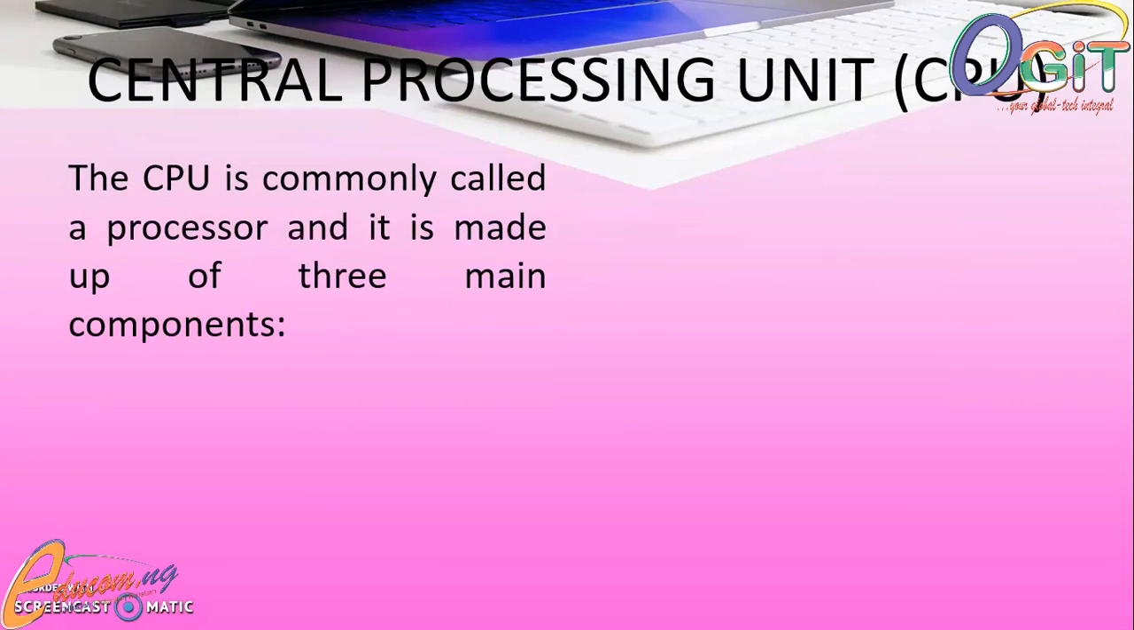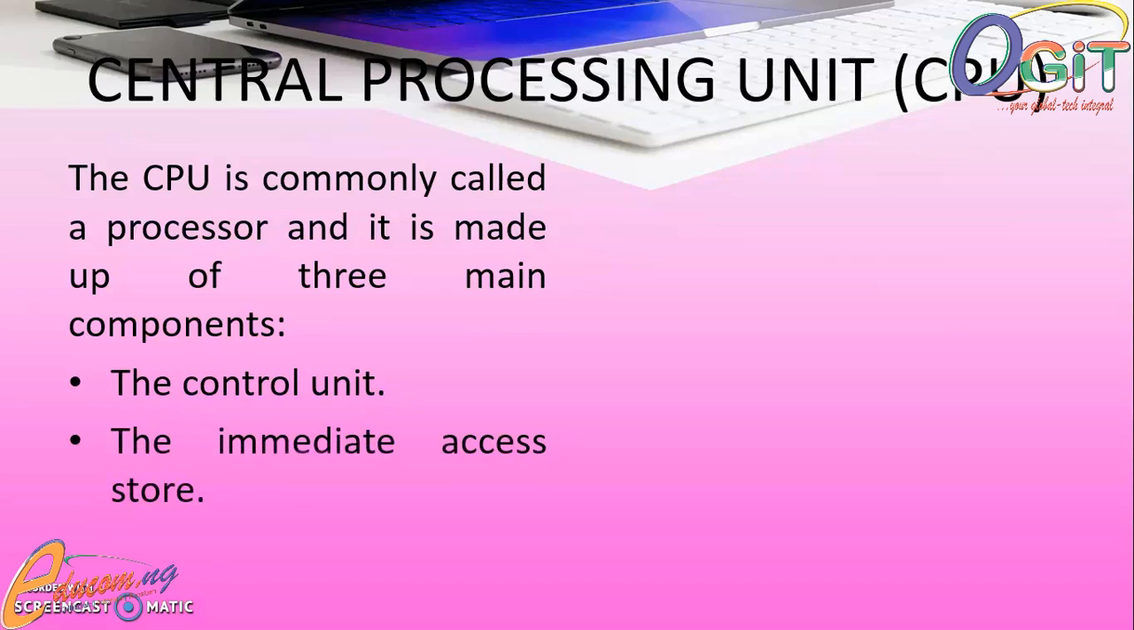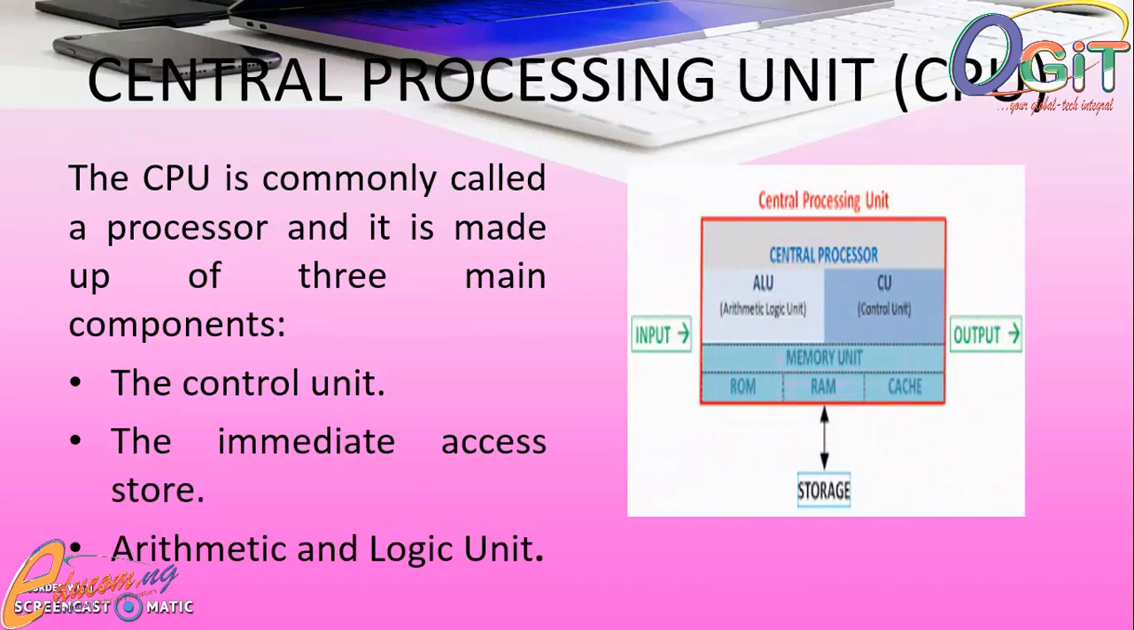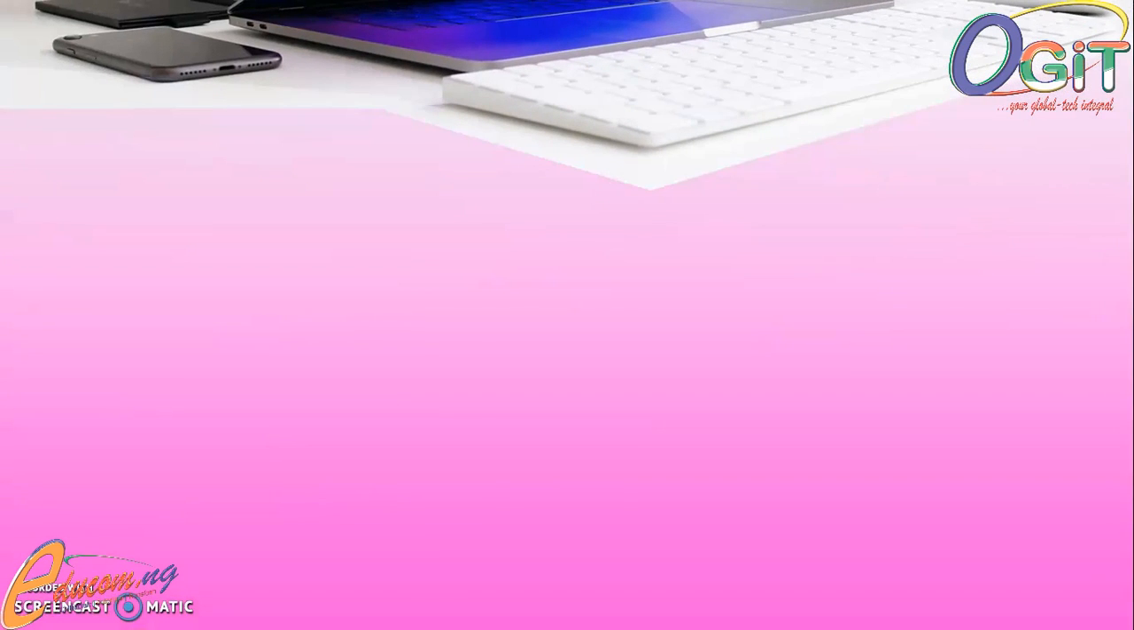The CPU is commonly called a processor, and it is made up of three main components. Yes, we usually hear processor, processor, processor. That is an alternative name for CPU. These three main components are the control unit, the immediate access store, and lastly, the arithmetic and logic unit. Let's move on.